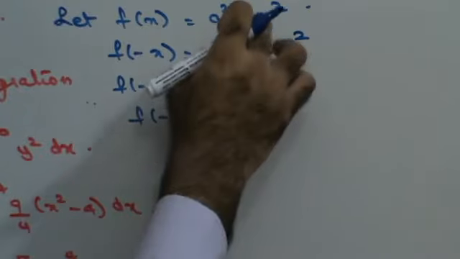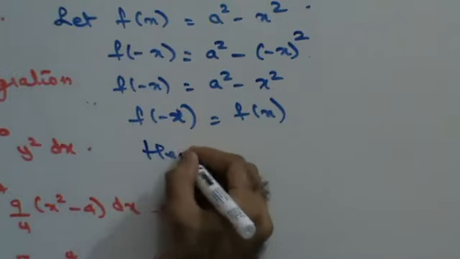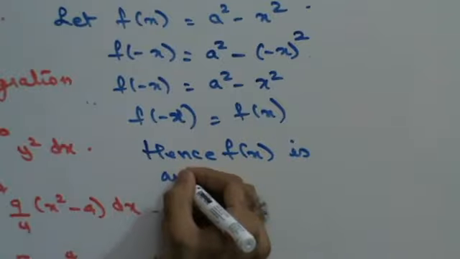Why should it be a square minus x square? I'm substituting x as minus x. So minus x the whole square should give me plus x square. So I'll get f of minus x is equal to f of x. Hence, I can say that f of x is an even function.